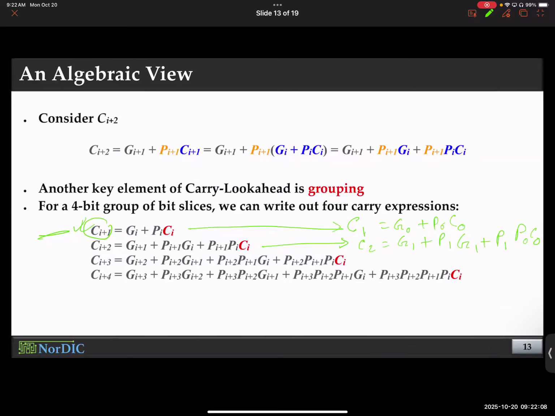Does that make sense, folks? Okay, hold on. And I can keep doing it for the rest of them, for all 4 of them. But can you see that this is nothing but a logical equation? Can you express that using AND gate, OR gate, and so on? Can you do it? You treat G0, P0, and C0 as what?